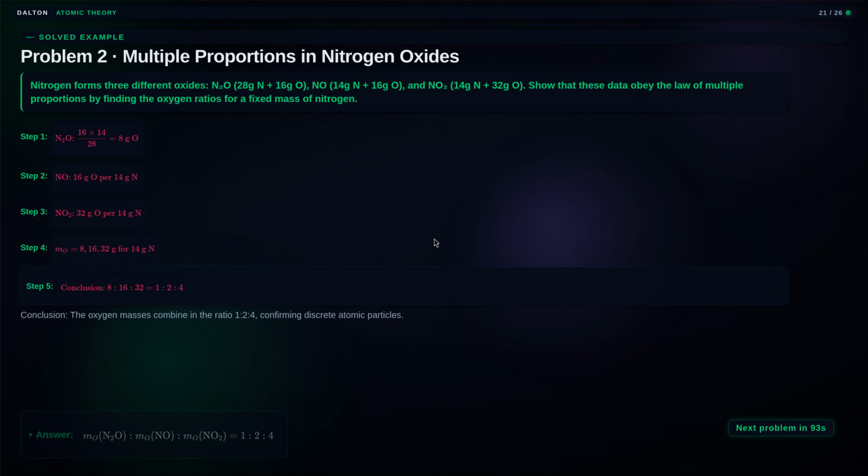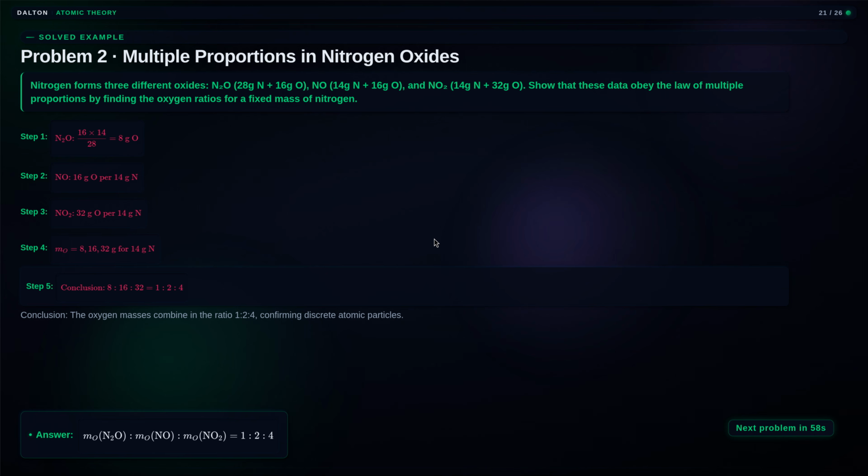Step 1. Fix nitrogen mass at 14 grams. N2O has 28 grams N, so for 14 grams N, oxygen equals 16 times 14 over 28 equals 8 grams. Step 2. For NO, 14 grams N combines with 16 grams O. Step 3. For NO2, 14 grams N combines with 32 grams O. Step 4. Oxygen masses for 14 grams N are 8, 16, and 32 grams.